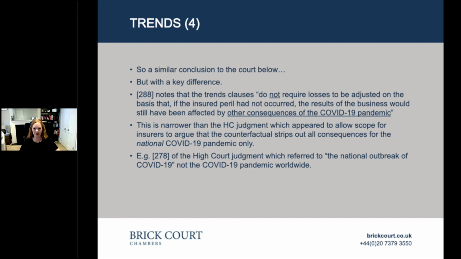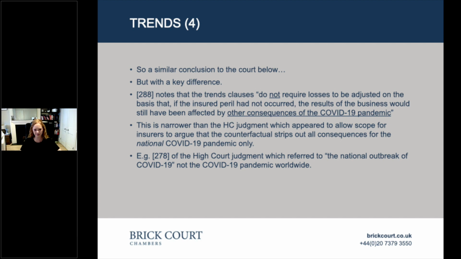Based on what the High Court had said, it might have been open to insurers to argue that these non-national COVID-19 issues could still have been pointed to in order to reduce the indemnity payable. But regardless of what may or may not have been able to be argued in light of the High Court judgment, it seems clear to me that it's no longer possible. Paragraph 288 of the Supreme Court judgment notes that trends clauses cannot require losses to be adjusted on the basis that, and I quote, if the insured peril had not occurred, the results of the business would still have been affected by other consequences of the COVID-19 pandemic. So they no longer confine that analysis to the national situation, but just the pandemic at large.